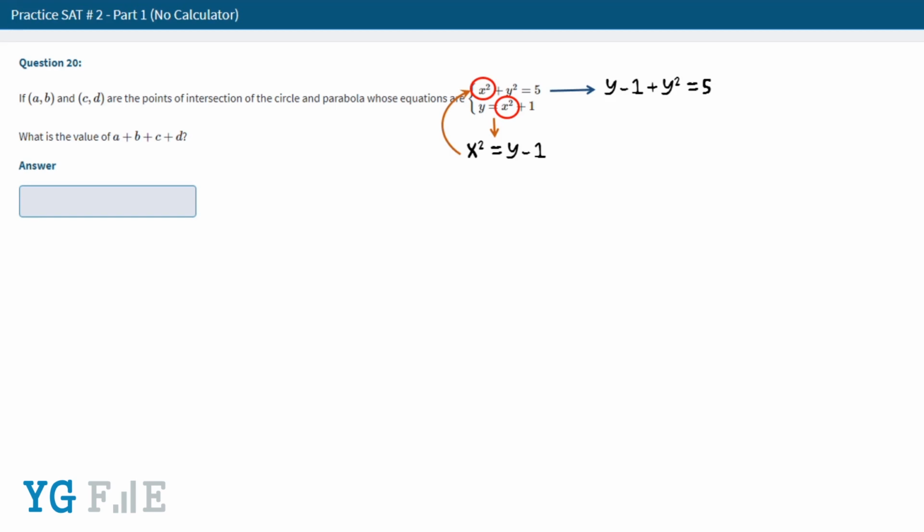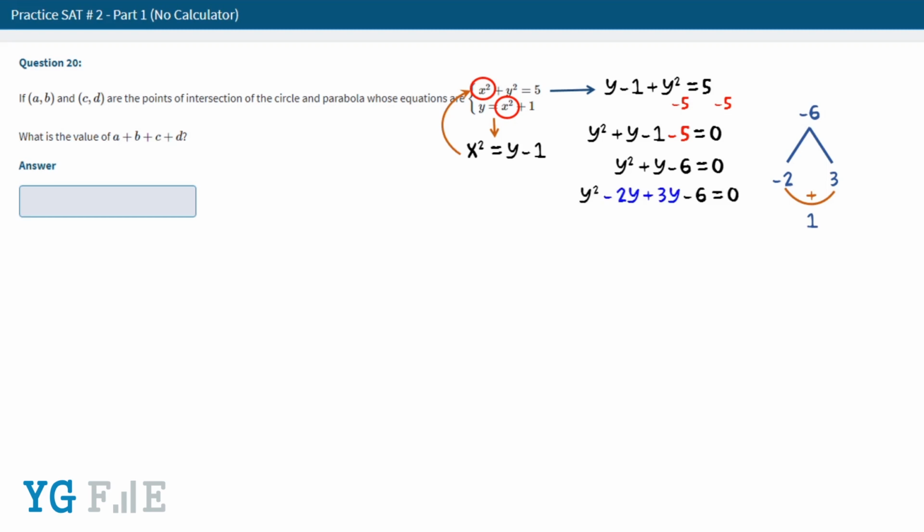To solve this equation, first we subtract 5 from both sides. So we get this equation, which can be simplified as y squared plus y minus 6 equals 0. To solve this equation, we need to find two numbers whose product is minus 6 and whose sum is plus 1. We can easily find these two numbers. They are minus 2 and 3, since minus 2 times 3 is minus 6 and minus 2 plus 3 is 1. So we use these two numbers to break the plus y into minus 2y and plus 3y.